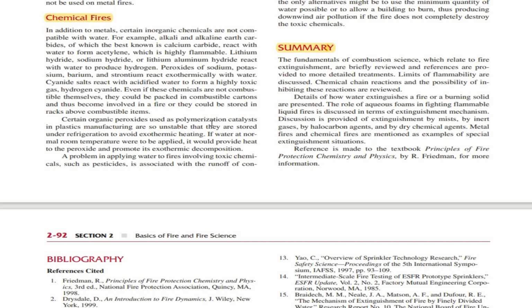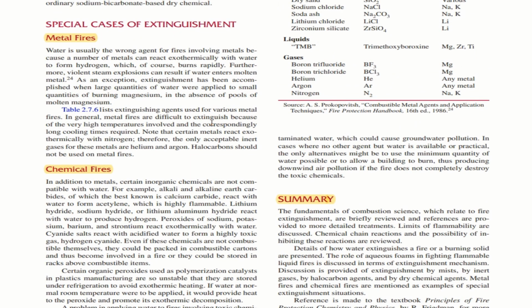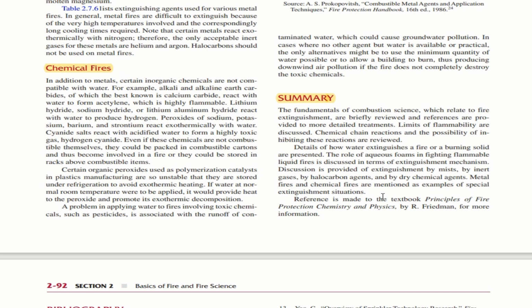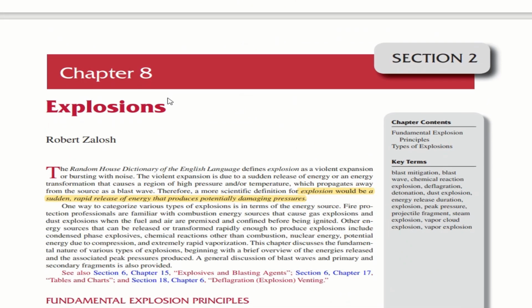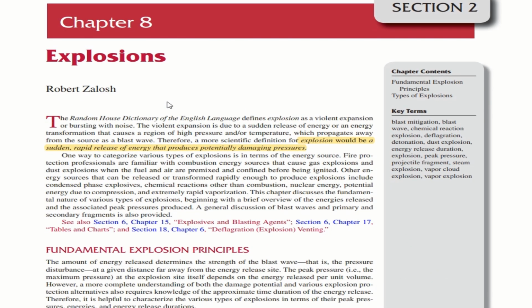So basically this chapter is related to extinguishment with water and other related things such as water mist and dry chemical agents. Chapter 8 is the final chapter in section 2. As I told you, this section covers the basics of fire and fire science. So most of the definitions you might find here. Basically from this section there will be 10 questions, or 10% of the questions will come. So you have to be thoroughly quick in identifying the topics from this section 2.